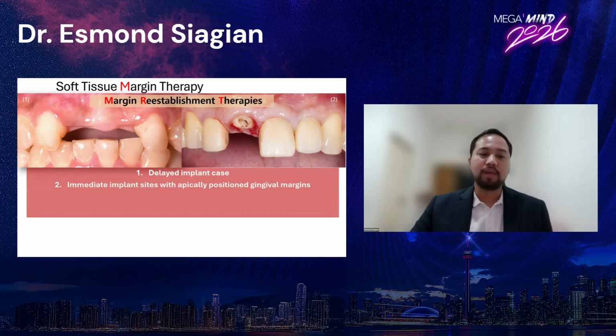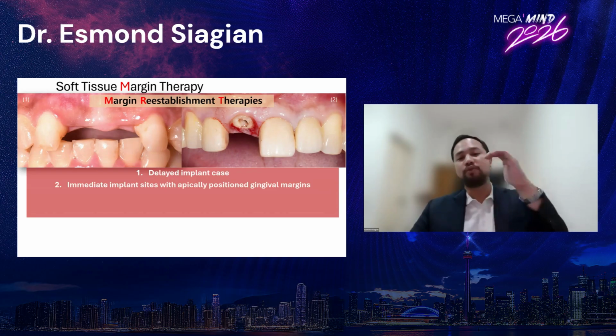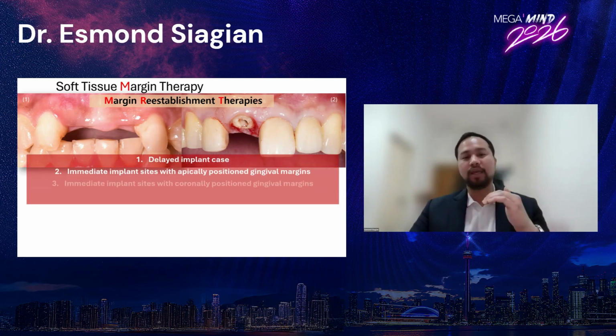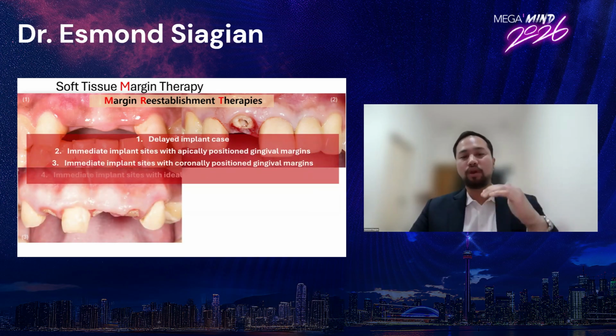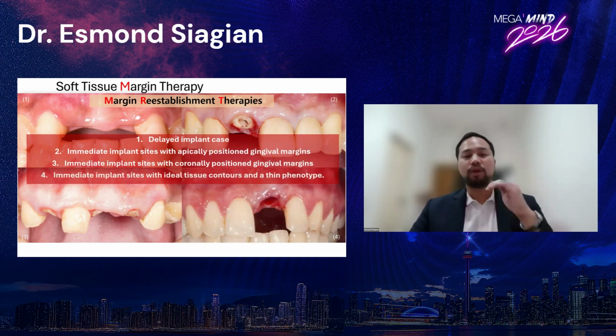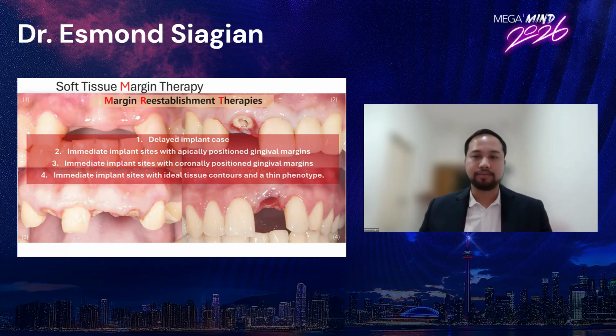The second one is the immediate implant sites with apically positioned gingival margin, so we need to move the margin more coronally. The third one is with the coronally positioned gingival margin, so we need to move the margin more apically. And the last one is when we already have an ideal tissue contour, but with thin phenotype, so we still need to modify the phenotype to minimize the risk of recession.